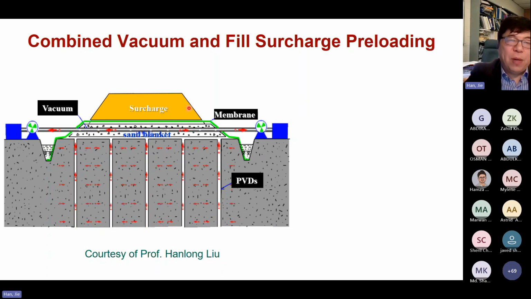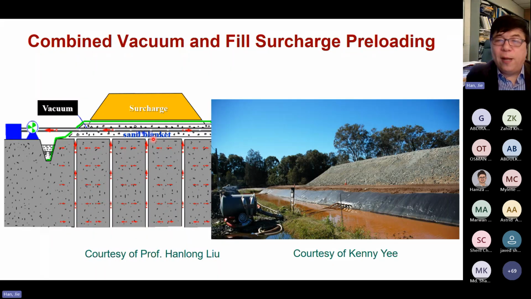Then after that, you can place the surcharge, you continue the vacuum preloading, then you continue to consolidate the soil. So here basically I show you one picture of the real construction. As you see here, this is the geomembrane, and on the top, this is basically surcharge material, and this is the pump here. So as you see, the pump connects with this one.